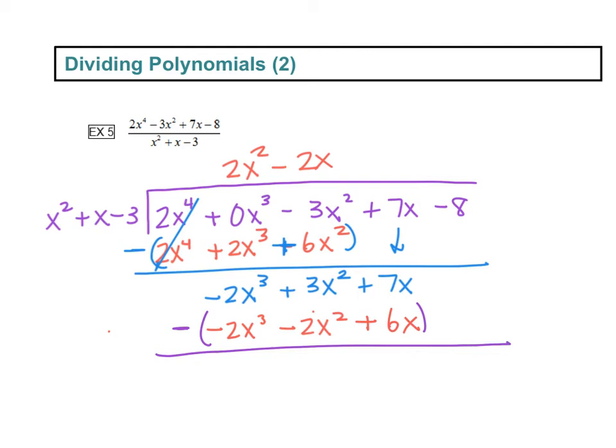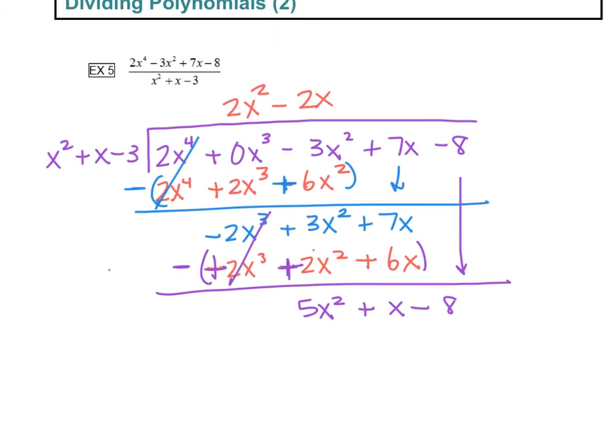So your negative 2x cubed minus a negative 2x cubed becomes plus, so those cancel. 3x squared minus a negative 2x squared becomes plus, so that's a 5x squared. And then 7x minus 6x is a positive x. And then this negative 8 comes down.